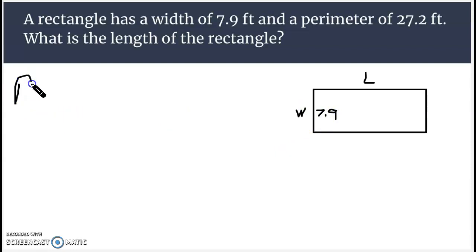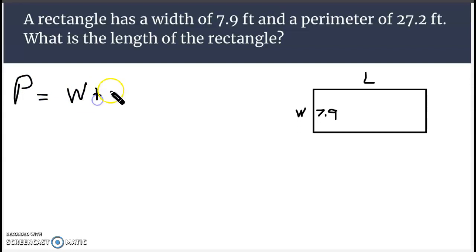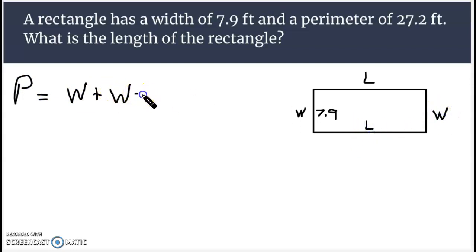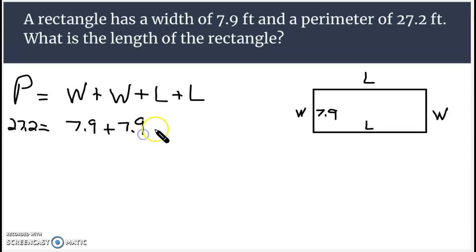Now to find the perimeter, all you need to do is add up all the widths, there are 2 of them, and all the lengths, of which there are 2 of those. And then we're going to go back to this. Notice I wrote it with 3 different variables, P, W, and L, but I know 2 of the 3. I know the perimeter to be 27.2. I know the width to be 7.9. But I don't know L. So I'm just going to keep that L and L.